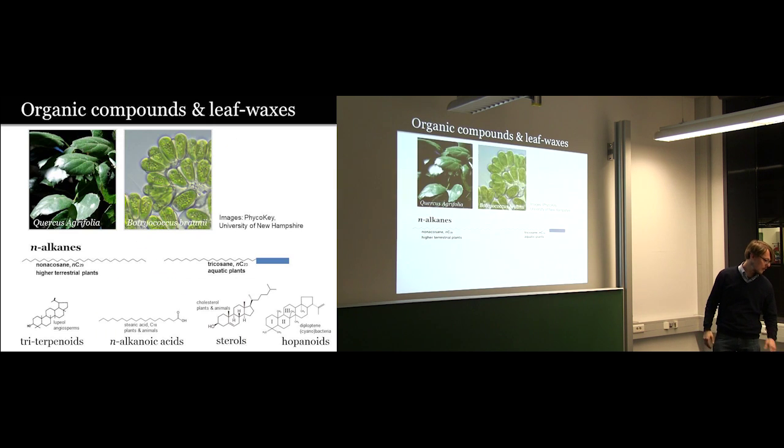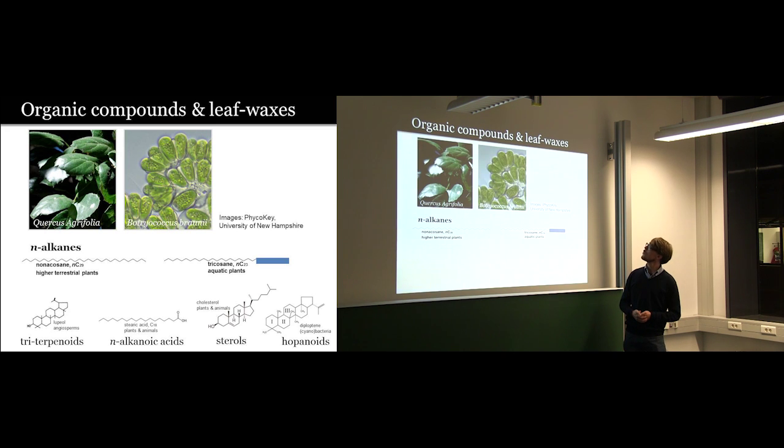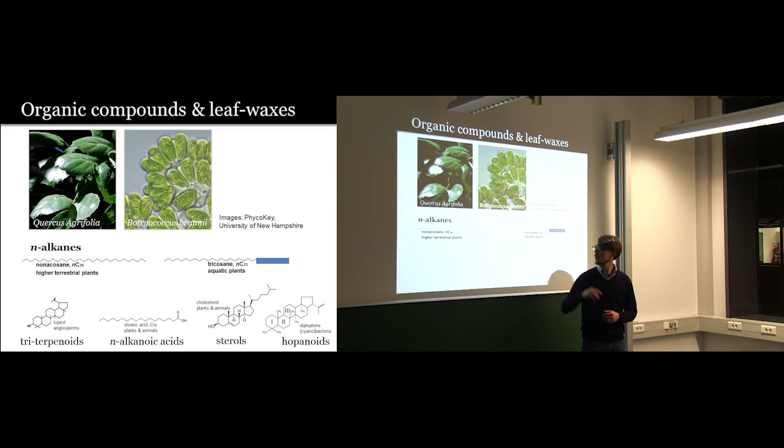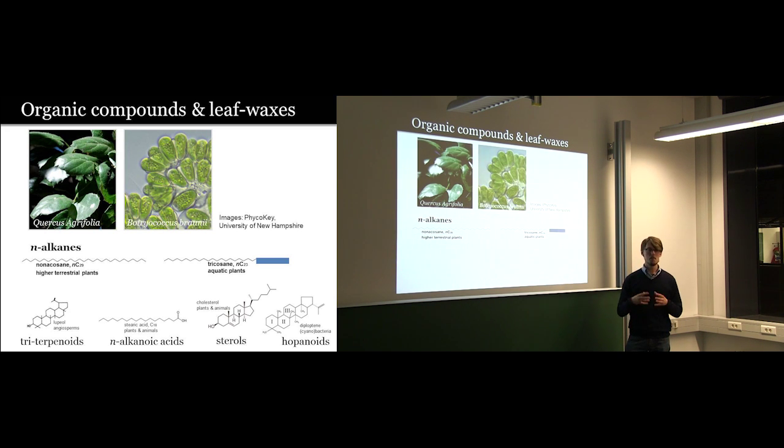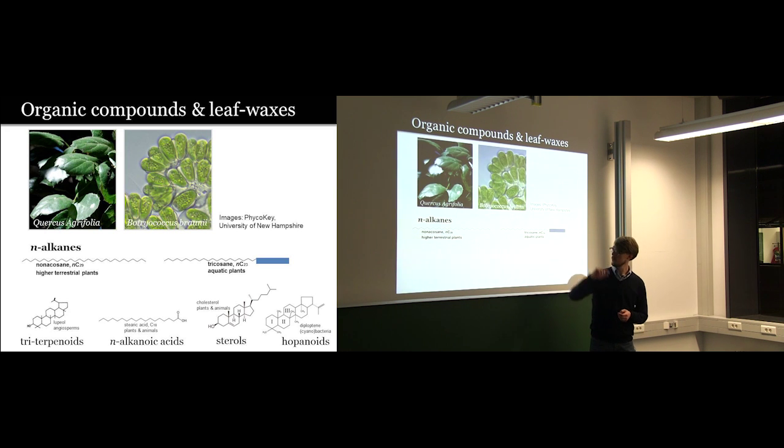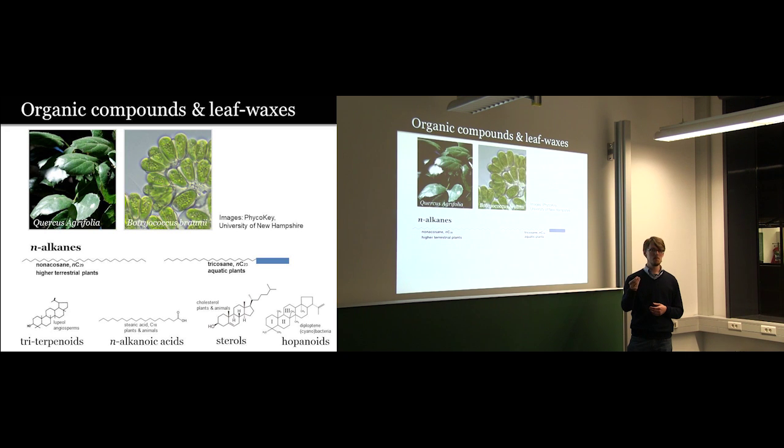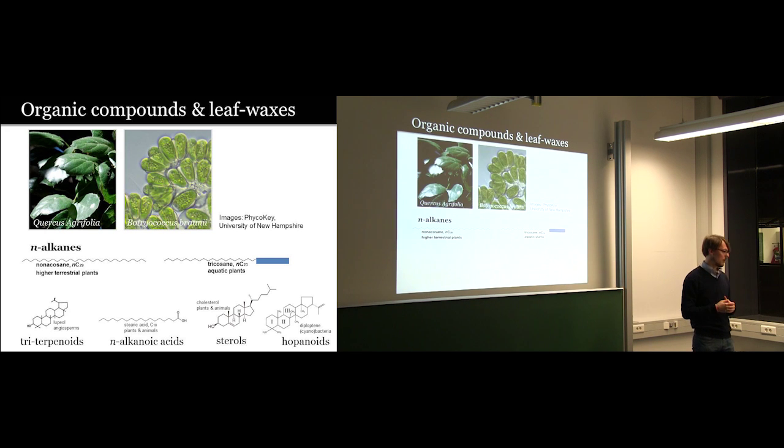So the second proxy, and that's the proxy I used during my PhD, was organic compounds and leaf waxes. And here I used n-alkanes, and n-alkanes are actually waxes that the plants produce to protect themselves from evaporative loss. If you touch a leaf, there is usually this kind of waxy material on top of the leaf, and these are really n-alkanes. However, you can also form n-alkanes in aquatic settings with bacteria that also don't want to lose water to the outside, and they protect themselves with n-alkanes.